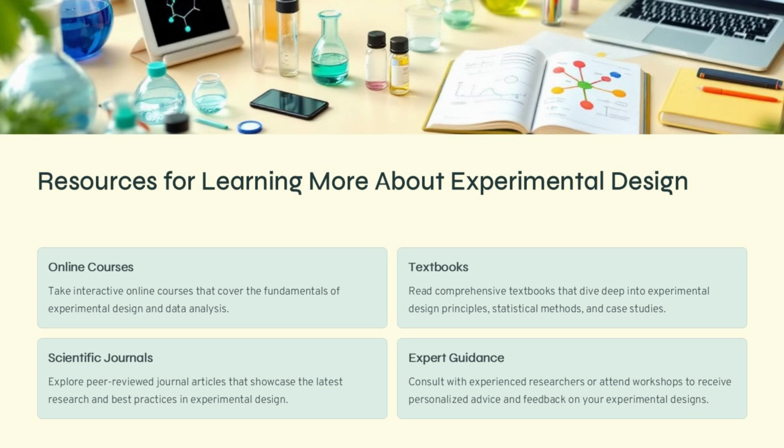This slide introduces the key resources available for learning more about experimental design. It covers 4 main areas: online courses, textbooks, scientific journals, and expert guidance. The online courses provide interactive learning on the fundamentals of experimental design and data analysis. The textbooks offer in-depth coverage of design principles, statistical methods, and real-world case studies. The scientific journals showcase the latest research and best practices in the field of experimental design. And expert guidance, through researchers or workshops, can provide personalized advice and feedback on your specific experimental designs.